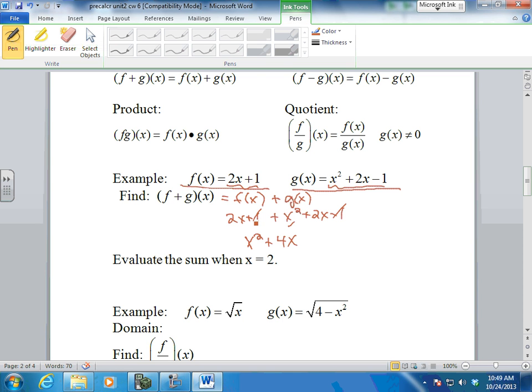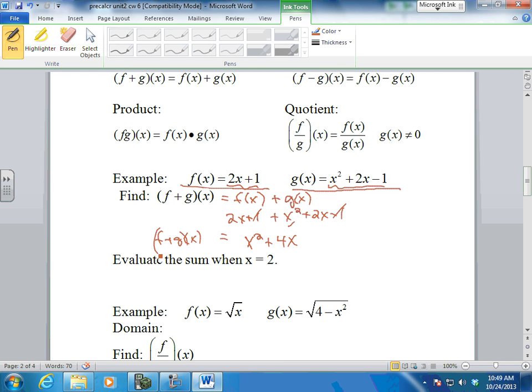The negative ones cancel out. So this is our result for f plus g at x. We're just coming out with one more function. Do we do anything with it? No, not really. We just add them, subtract them, multiply them, and so forth.